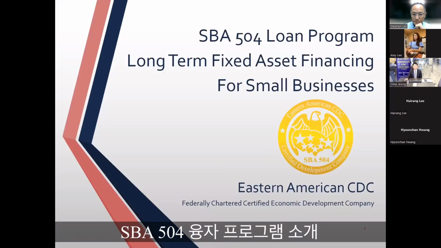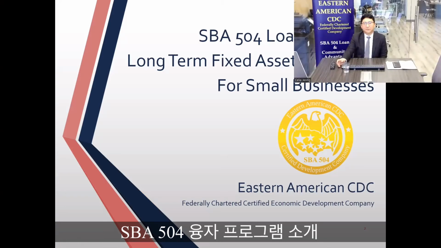This is the SBA 504 loan program, which is for long-term fixed assets. This screen is the title of this presentation, but the keyword on this screen is long-term fixed asset, which means commercial property, and there are a lot of fixtures on there that all are included in what we call long-term fixed assets.